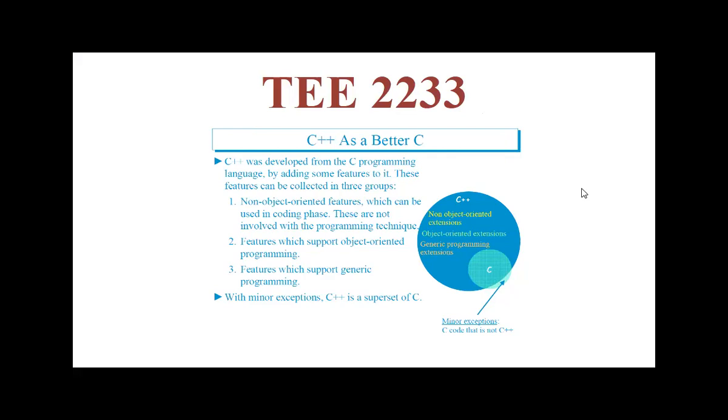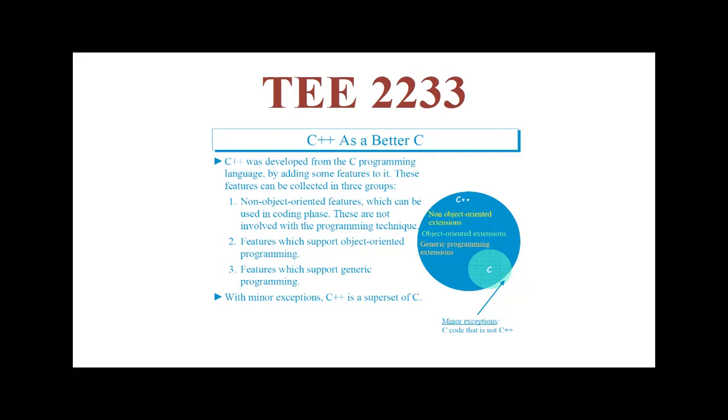So we look at C++ as a better form of C, right? C++ was developed from the C programming language, and this was done by adding a few features. There are non-object-oriented features which we can use when writing our code, and these are not involved with programming technique. The programming technique is object-oriented programming, but we can have non-object-oriented programming features. Then there are features which support object-oriented programming that are available in C++.